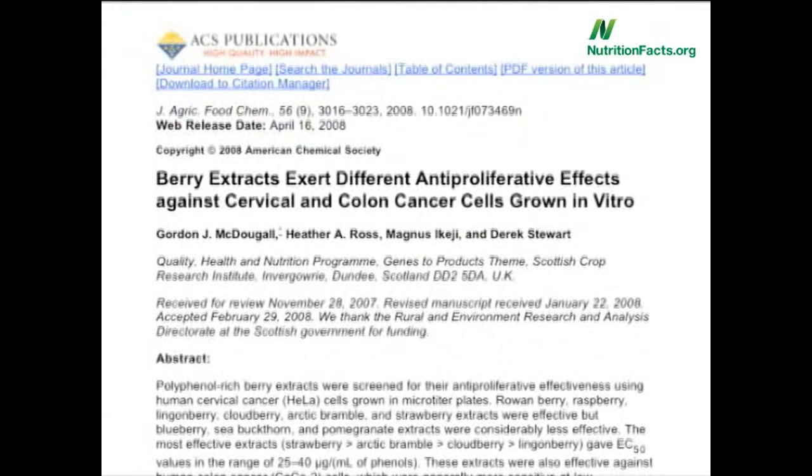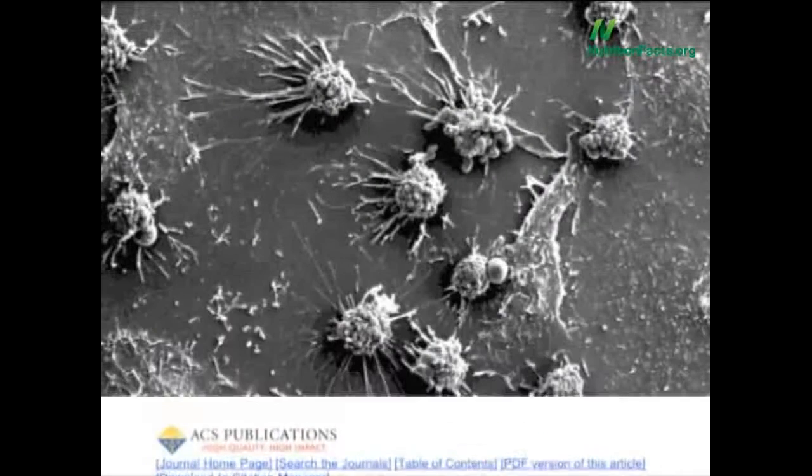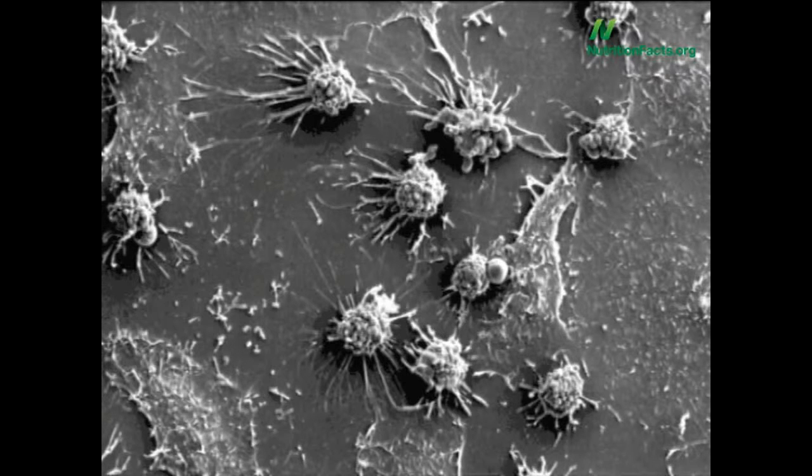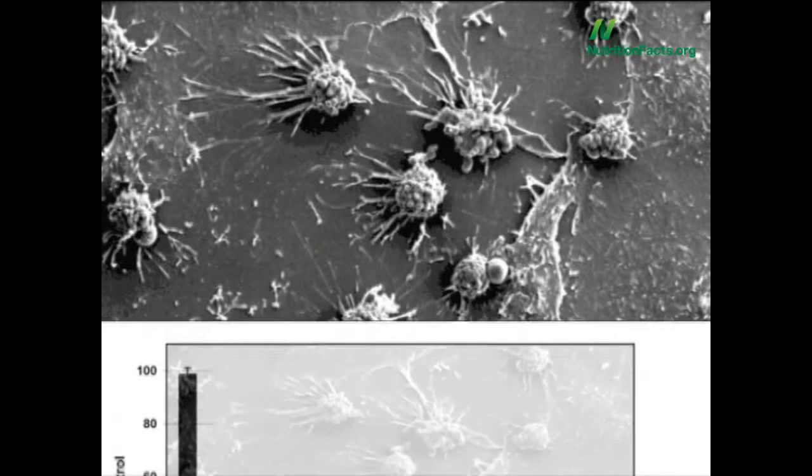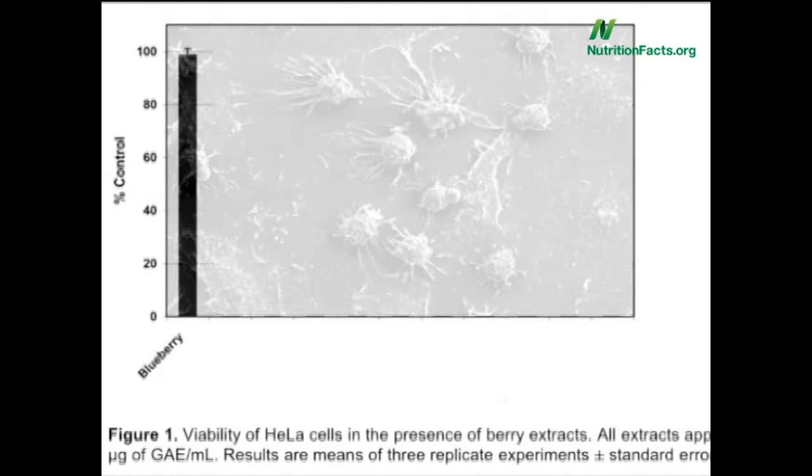For example, berries have anti-proliferative effects on cancer cells. They can slow down cancer growth. These are the cervical cancer cells that killed this woman, Henrietta Lacks, 58 years ago. And they're still growing, still multiplying nearly 6 decades later. And adding an extract of blueberries to her cancer cells doesn't seem to matter much. The cancer cells are still steaming away at about 100% growth.